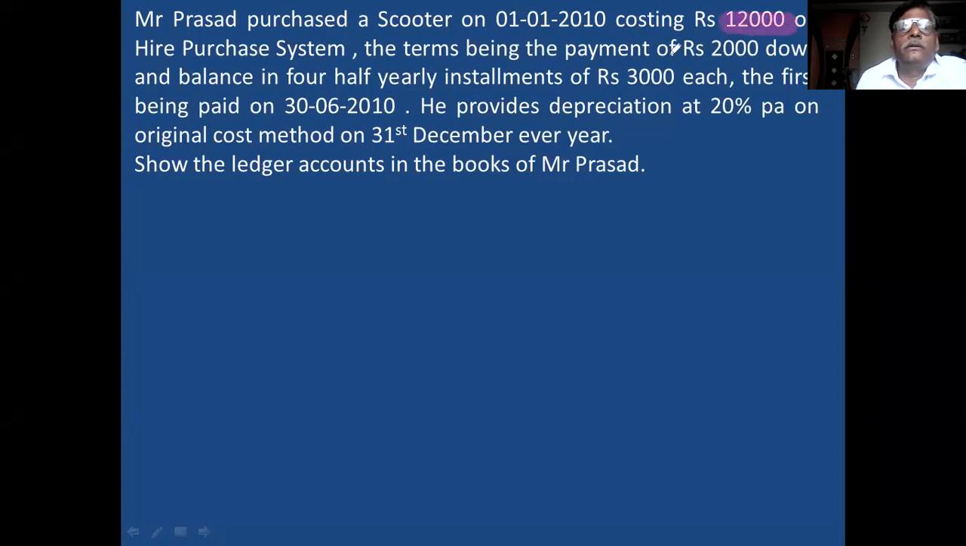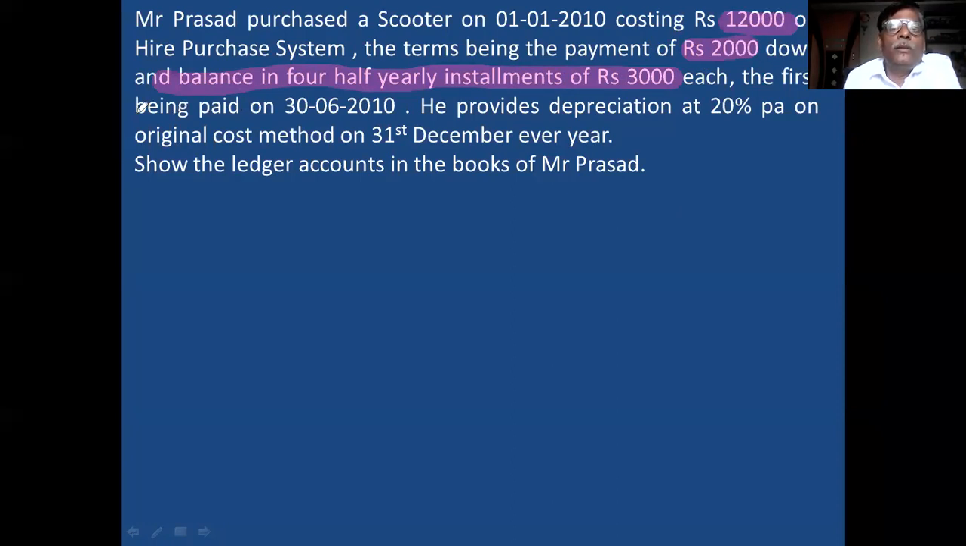12,000 is the cash price. 2,000 you paid on the date of agreement. 10,000 is the balance, and the balance is to be paid in 4 half-yearly installments. One installment is 3,000. 4 installments mean 12,000. 12,000 plus 2,000 is 14,000, and 12,000 is the cash price. So the difference of 2,000 is called interest.